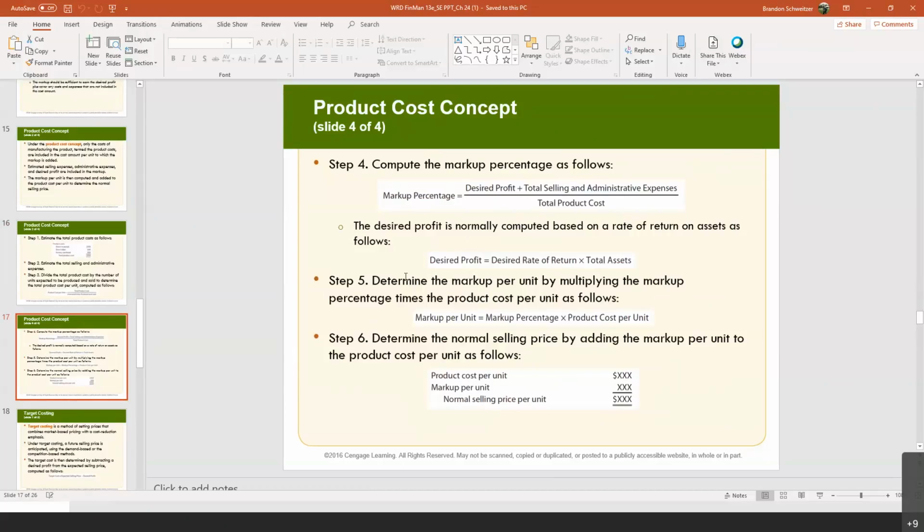Then step 5, we determine the markup per unit by multiplying the markup percentage times the product cost per unit. So again, the markup per unit is calculated by taking the markup percentage that you got from step 4 times the product cost per unit that you got from step 3.